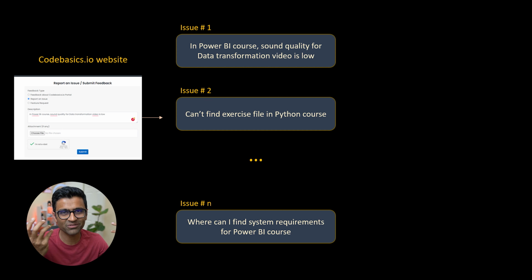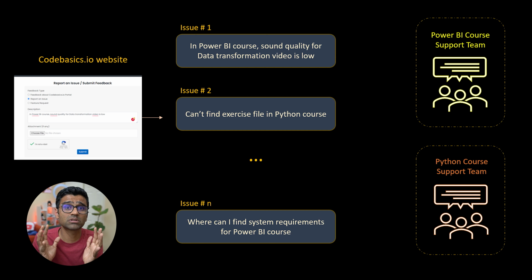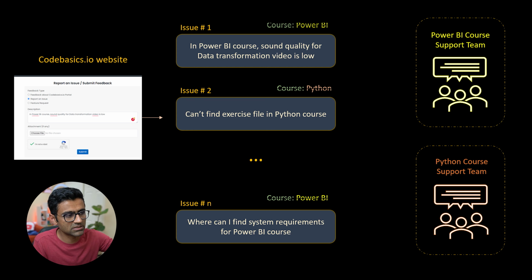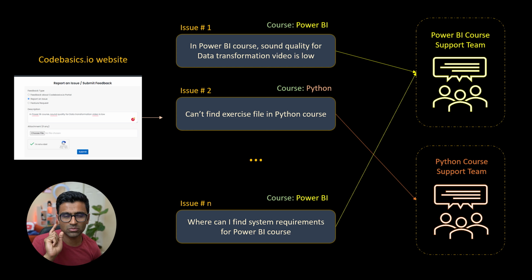Well, the reality is we have not seen any major issues so far. But let's say you're talking about a big system where multiple people are filing multiple complaints, and you have separate customer support teams. For the Power BI course I have a separate team, and for the Python course there is another team, and they both handle the queries related to that course because they are trained to answer the queries in that particular course. Now, if I can extract the entities, here the course is my entity, and if I can extract the course name, then I can route those issues to the relevant ticket.